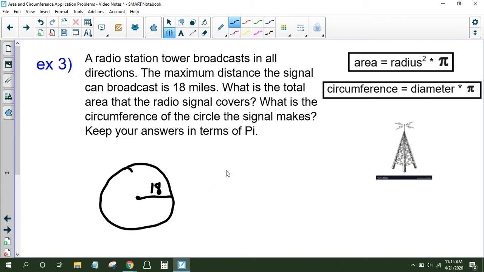All right, so we're trying to find the area. Area equals the radius squared times pi. So area is going to be equal to 18 squared times pi. And we need to calculate 18 squared. Let's do that.